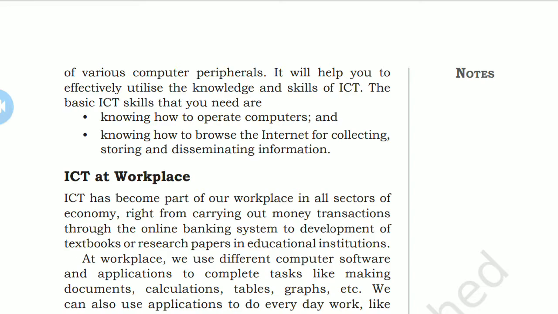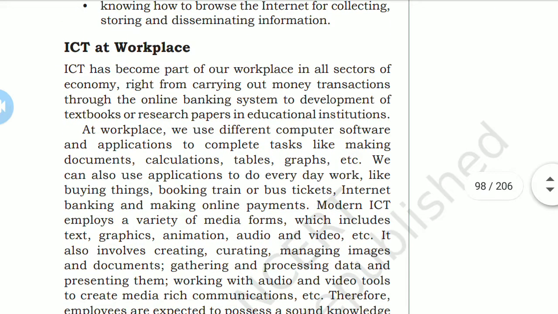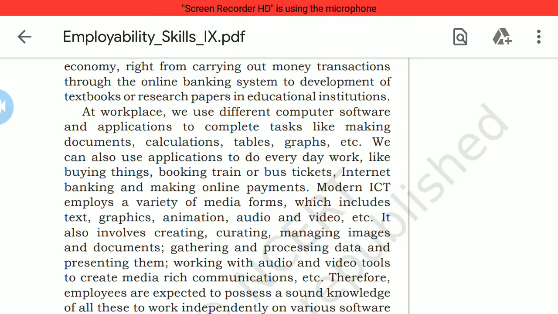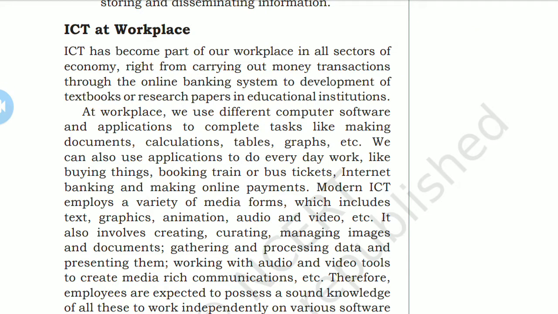Then you can do much more things related with the computers and internet. Okay, now ICT at workplace. ICT at workplace means what? The need of ICT, information and communication technology, in the offices or in the public sector where you work.